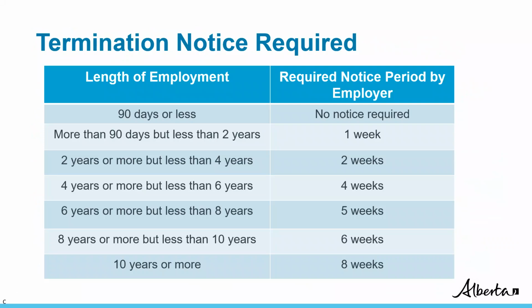Where termination notice is required, the number of weeks of written notice increases as the employee's years of service increase. As you can see on the slide, employment for 90 days or less does not require any notice by the employer. Going up all the way to 10 years or more of employment with the same employer requires 8 weeks of termination notice from the employer.